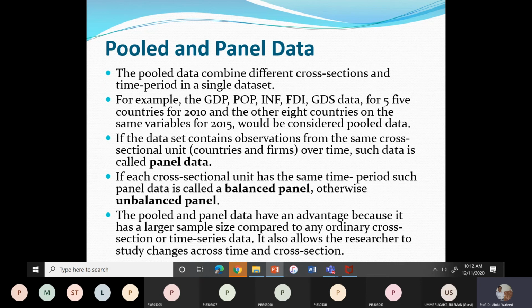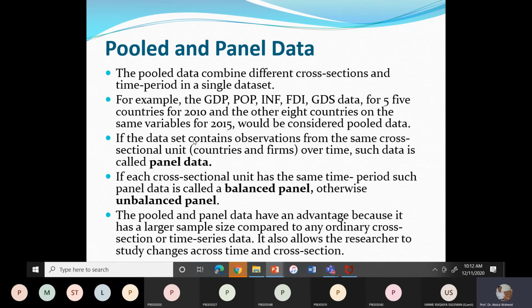Then we have pooled panel data. If we combine the cross-section and time series, that would be pooled data. For example, we have GDP, population, inflation, FDI, and gross domestic saving data for 5 countries for 2010, and for other 8 countries the same variables for 2015. It would be considered pooled data.